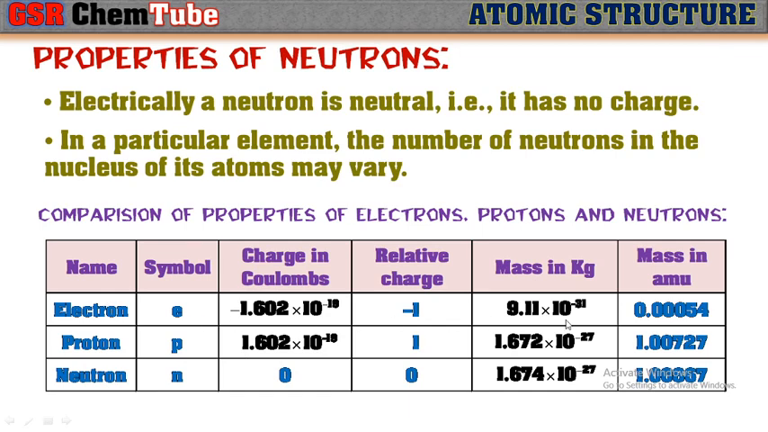If you observe the mass of these particles, the mass of the electron is very small when compared to the mass of protons and neutrons. It is 9.11 × 10^-31 kg, whereas the proton's mass is 1.672 × 10^-27 kg. A little higher for the neutron. In terms of amu also, they are given here. So the mass of proton and neutron is almost equal, but to say accurately, slightly heavier for the neutron.